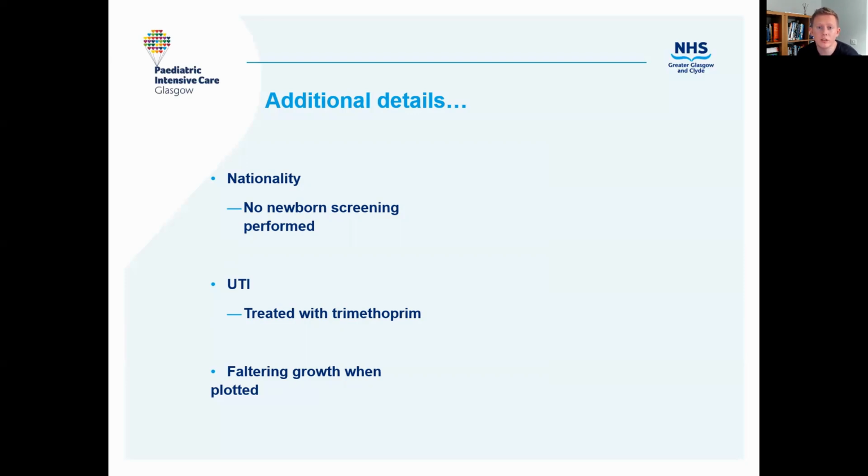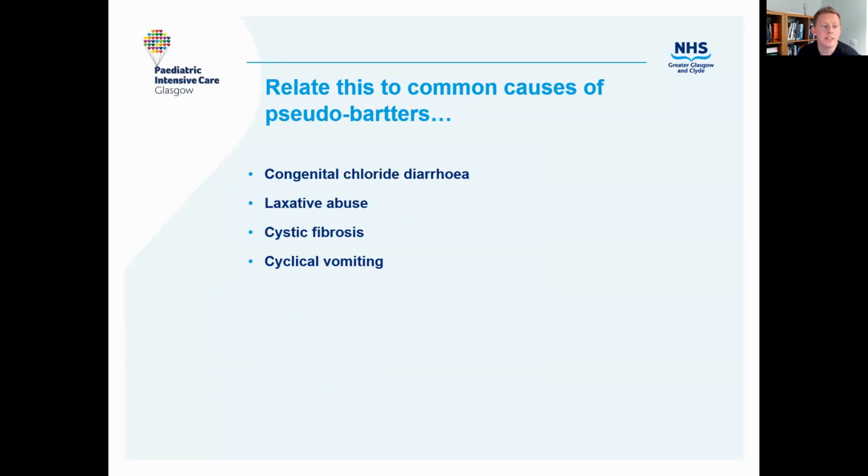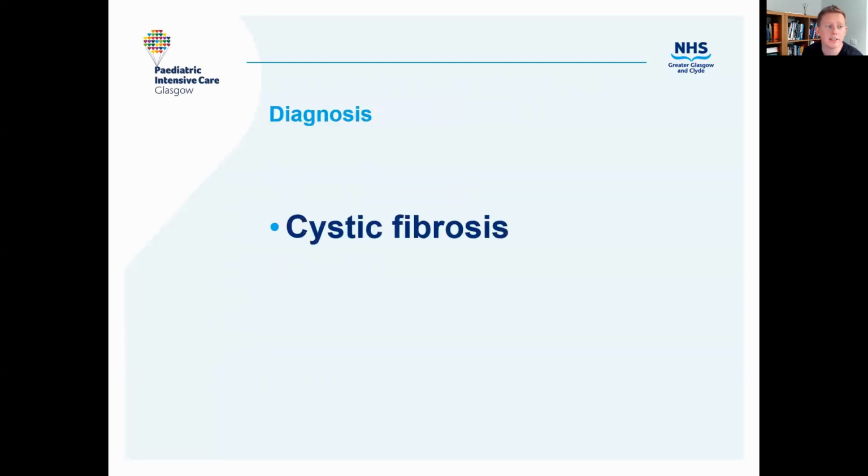Well, what are the likely causes of pseudo-Bartter's? What are the common causes? And those papers I referred to earlier quite nicely list some. Could this patient have congenital chloride diarrhea? Well, they've only had a 2-day history of diarrhea, so that wouldn't be in keeping. Could they have laxative abuse? No story of that. Could they have cystic fibrosis? Yes. Could they have cyclical vomiting? They've only had 2 days of vomiting. So very quickly, we're starting to think, could this child have cystic fibrosis? And indeed, that is the underlying diagnosis for this case. And that was confirmed on subsequent testing.